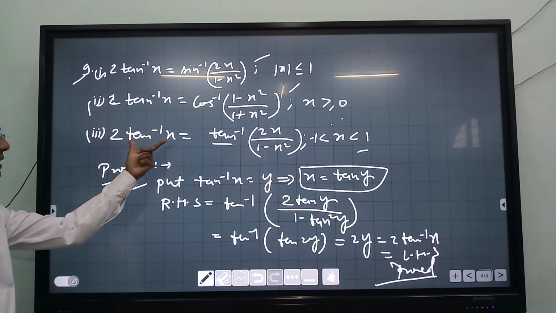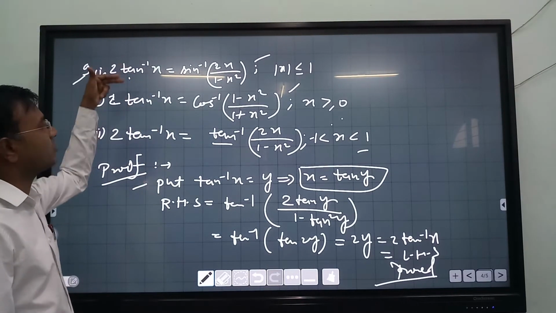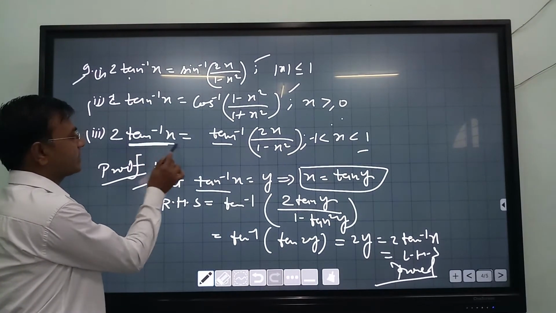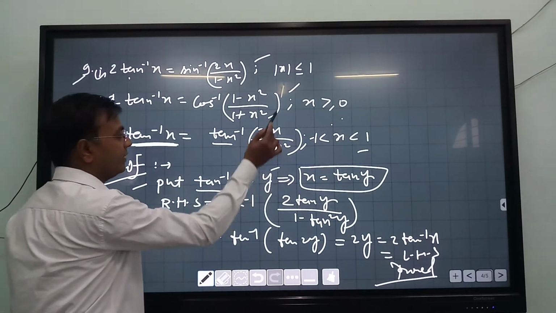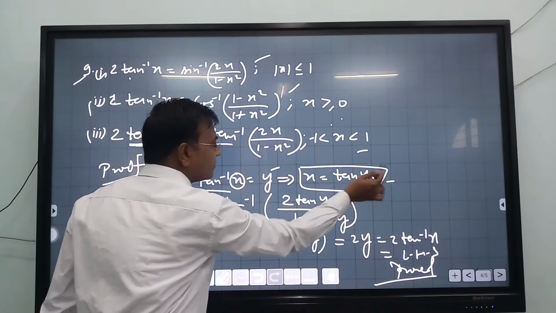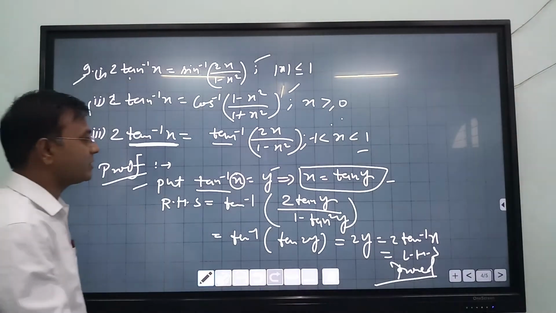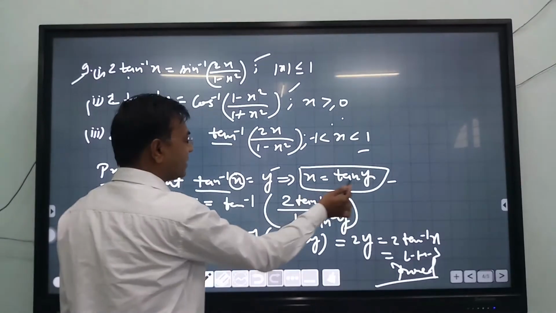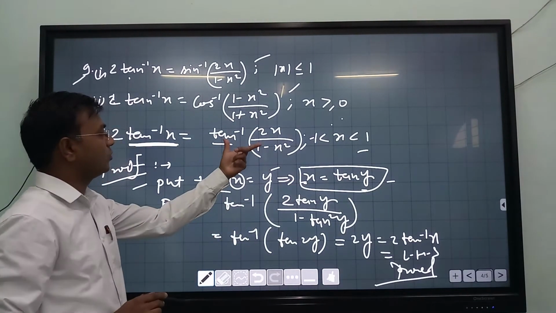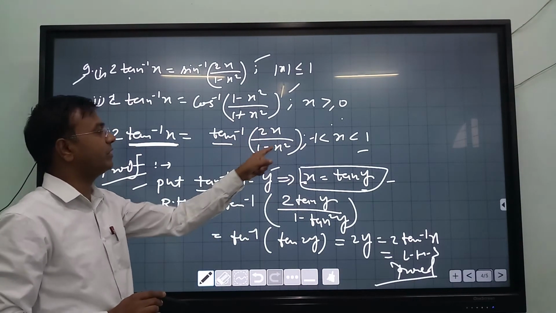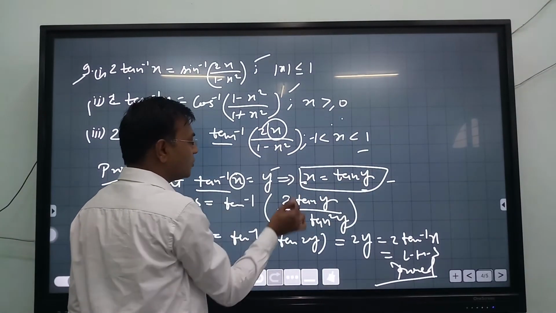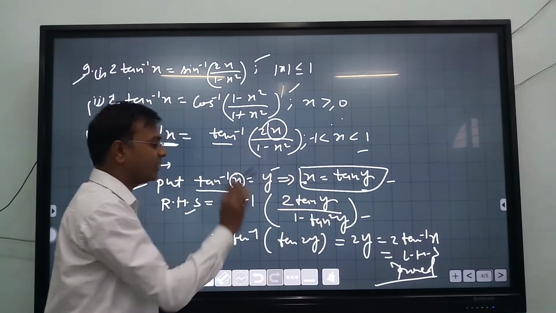This third one, this time I am proving, and you may go with the first or second also in a similar way. So substitute this tan inverse x equals y, or any angle. So now the value of x will be tan y, right, as per the previous results. And now x equals tan y. So substitute the value of x in the right hand side. What is the right hand side? Tan inverse 2x upon 1 minus x square. Substitute the value of x. What is x? Tan y. So 2 tan y upon 1 minus tan square y will come.